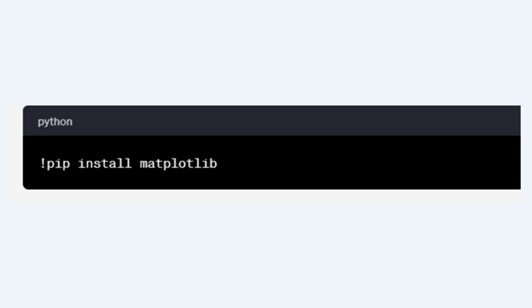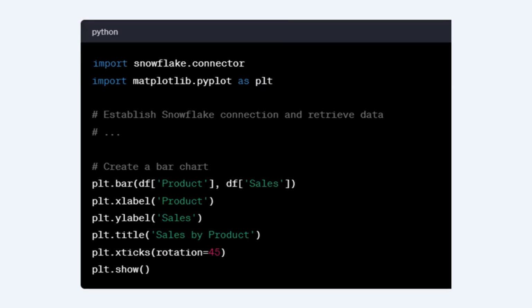You can install external libraries within your Snowflake environment using the pip magic command within a Python worksheet. Once installed, you can import and use these libraries in your Python code within Snowflake. For instance, you can use matplotlib for data visualization or custom plotting. Here's an example of using the matplotlib library to create a bar chart of sales data from Snowflake.